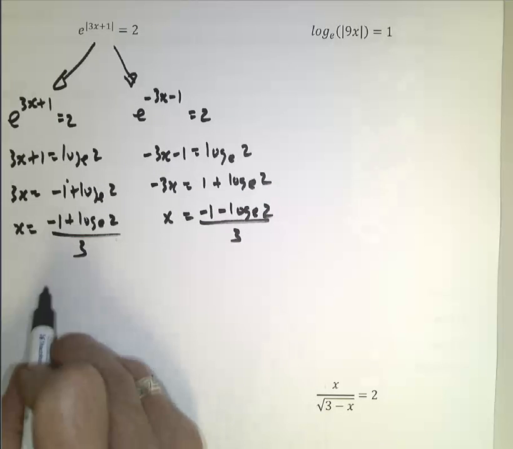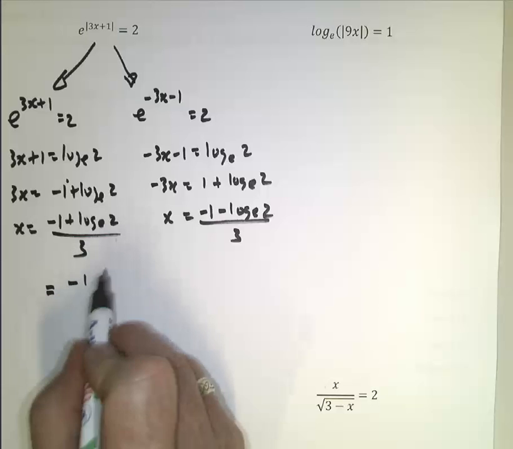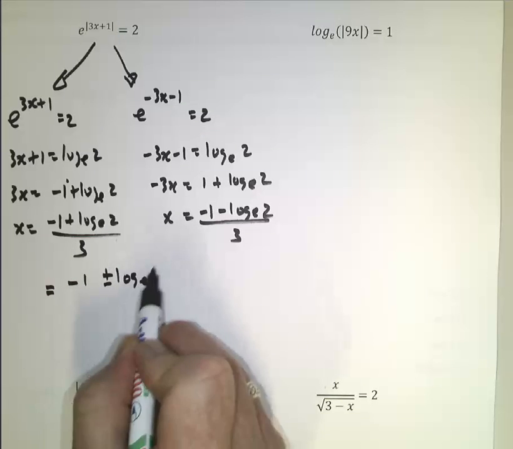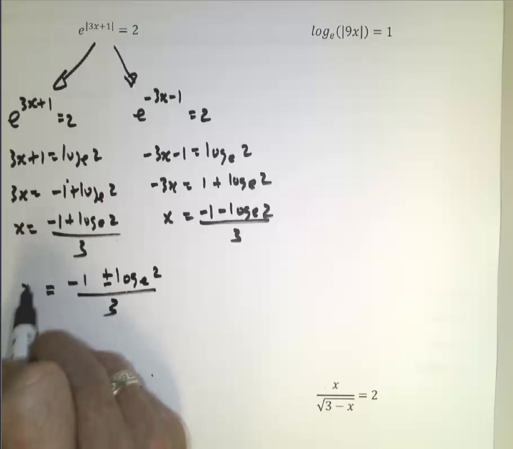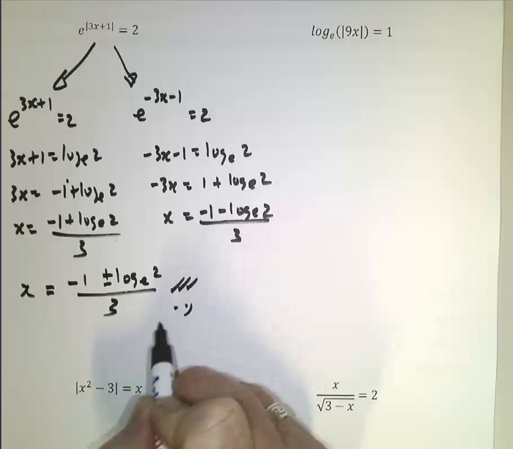So I could turn this into the 1 and say I've got minus 1 plus or minus log base e of 2, all over 3, as being my two solutions.